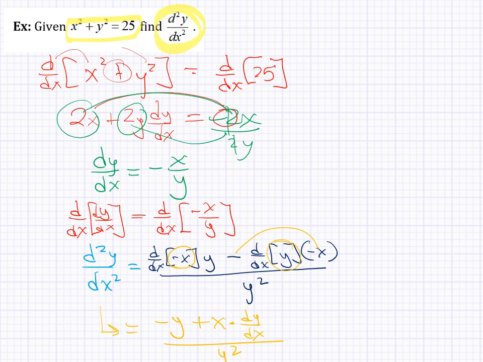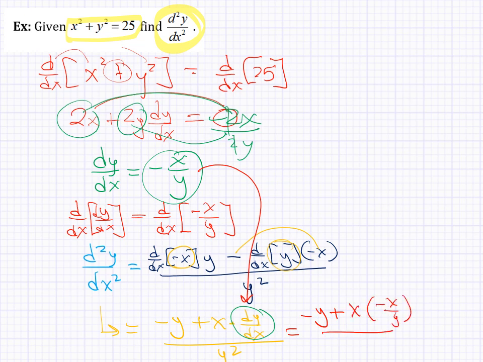Now there's a little problem here. The little problem here is that the second derivative is equal to something that is based off of the first derivative. So we can do better here. We know that the first derivative is equal to this. So if I plug this in here, I could rewrite this as negative y plus x times negative x over y, divided by y squared. And now I have an answer that has x's and y's in it only for the second derivative. But I would have to do some simplifying in this fraction, and I will.